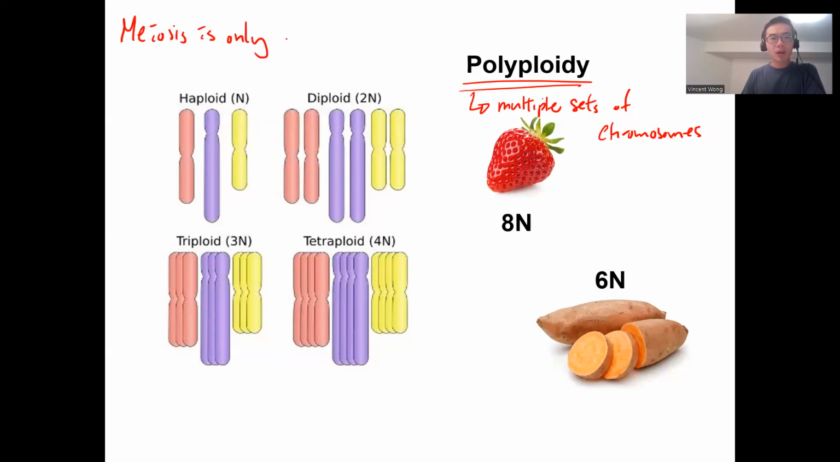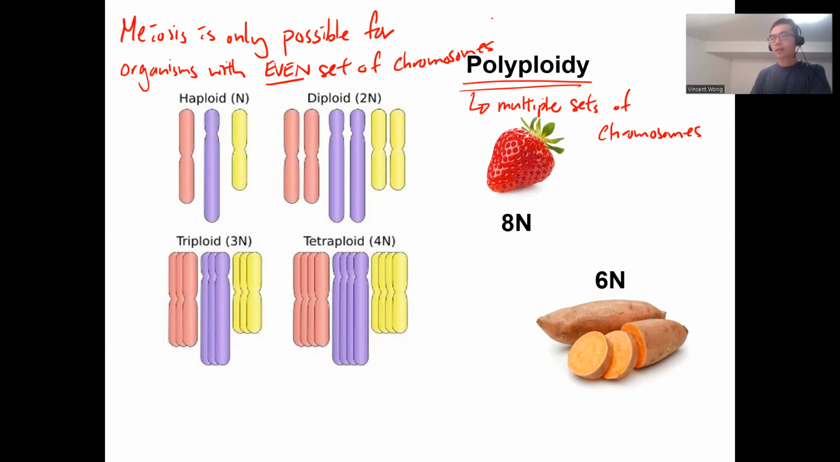So meiosis is only possible for organisms with even sets of chromosomes. Okay?